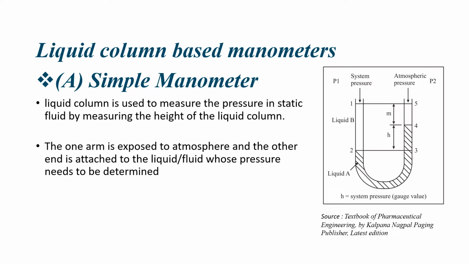First subtype is liquid column based manometers. These manometers usually have a liquid column which is the basis of the measurement of pressure. The very first subcategory of liquid column based manometers is simple manometer, which is used to measure the pressure in static fluid by measuring the height of the liquid column. One arm is exposed to atmosphere and the other is attached to the fluid or liquid whose pressure needs to be determined.